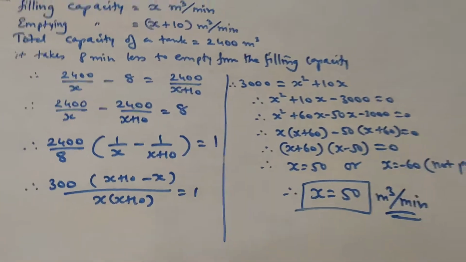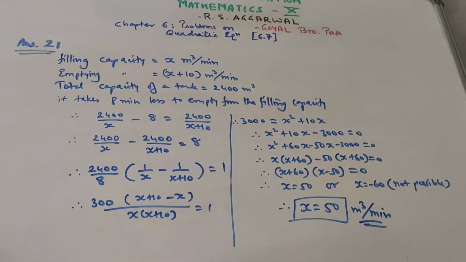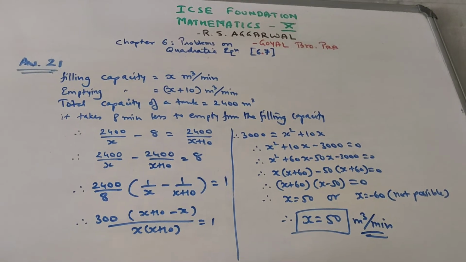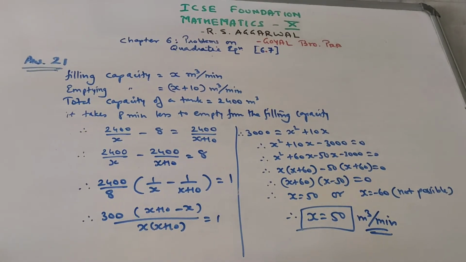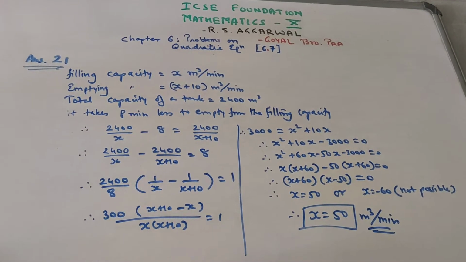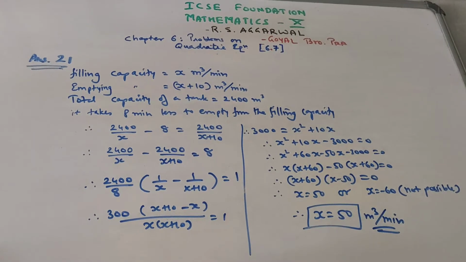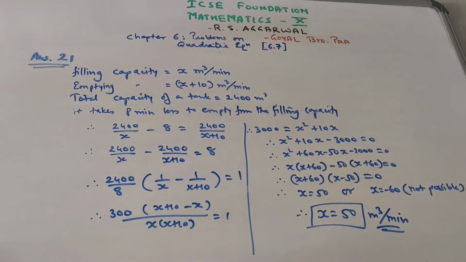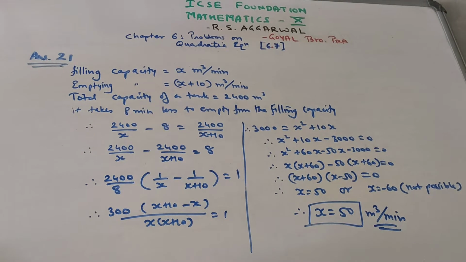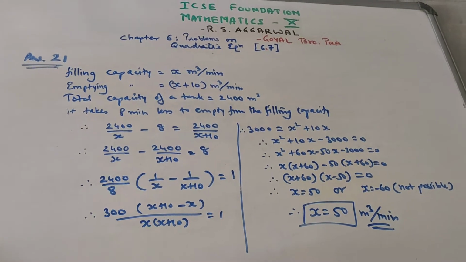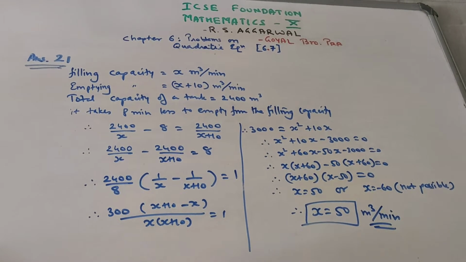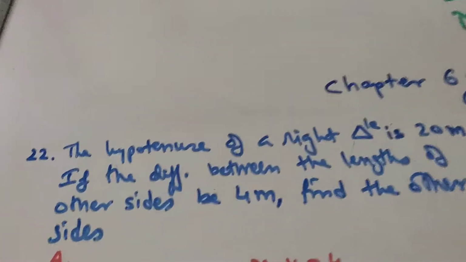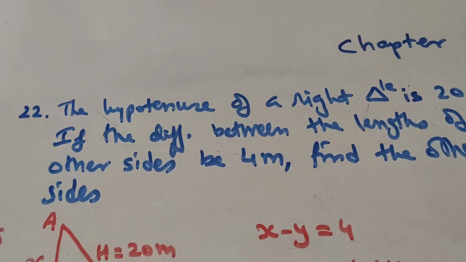So I hope you understood. It is pretty simple sum. Only the thing that you require is the understanding of the problem and analysis of the question, as well as you require certain knowledge related to your LCM and expansion and factorization. I hope you understood. Let us move on to sum number 22. So let us work it out with sum number 22.